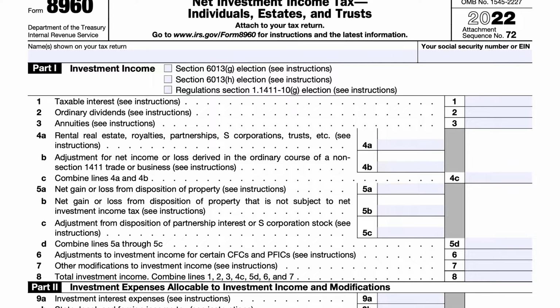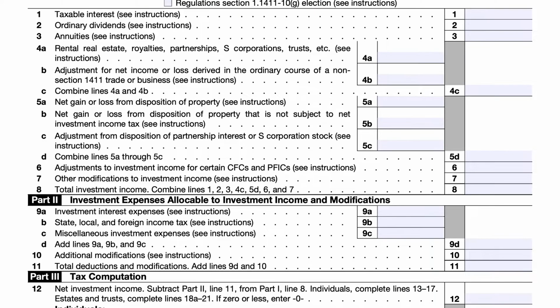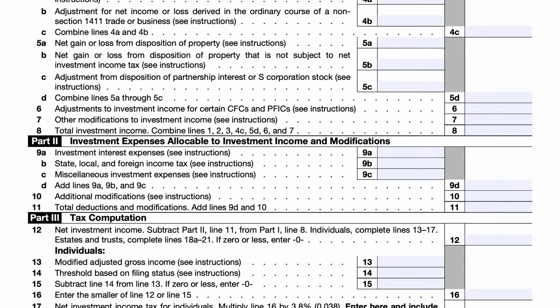There are three parts to this form. Part one is your investment income, part two is investment expenses allocable to investment income and modifications, and part three is the actual tax computation.